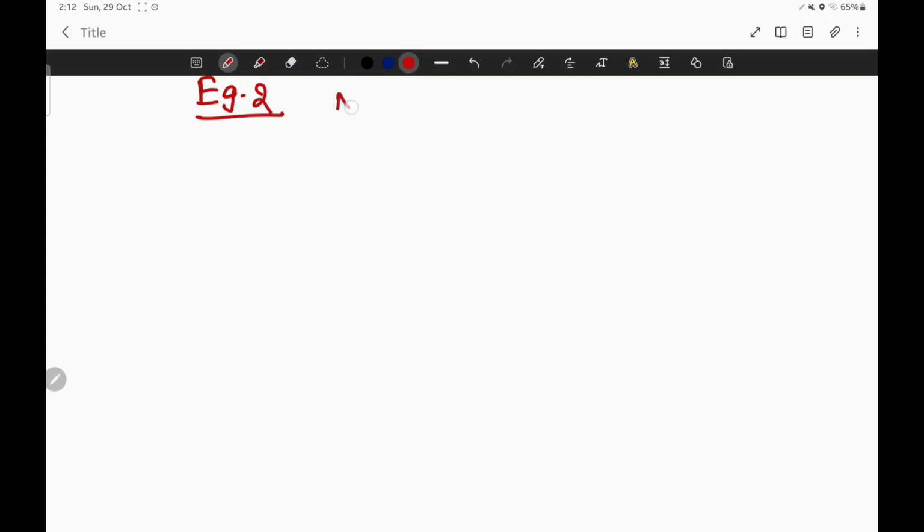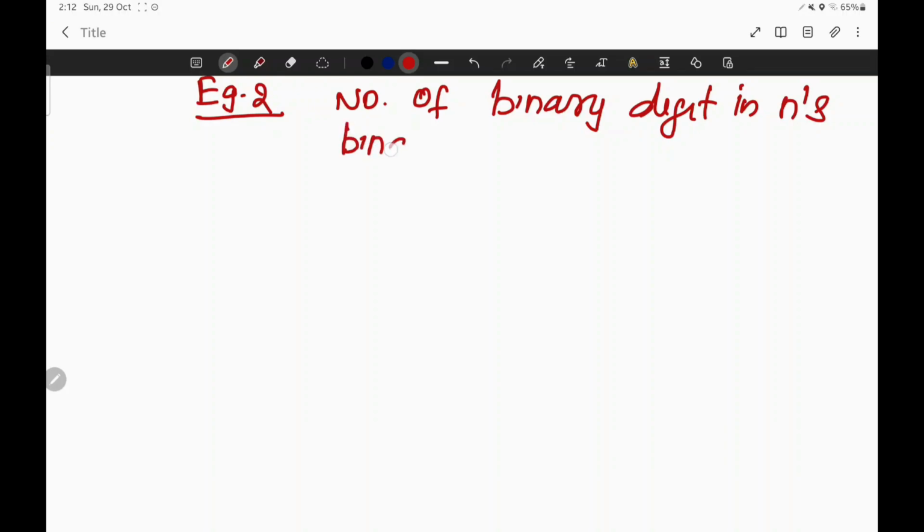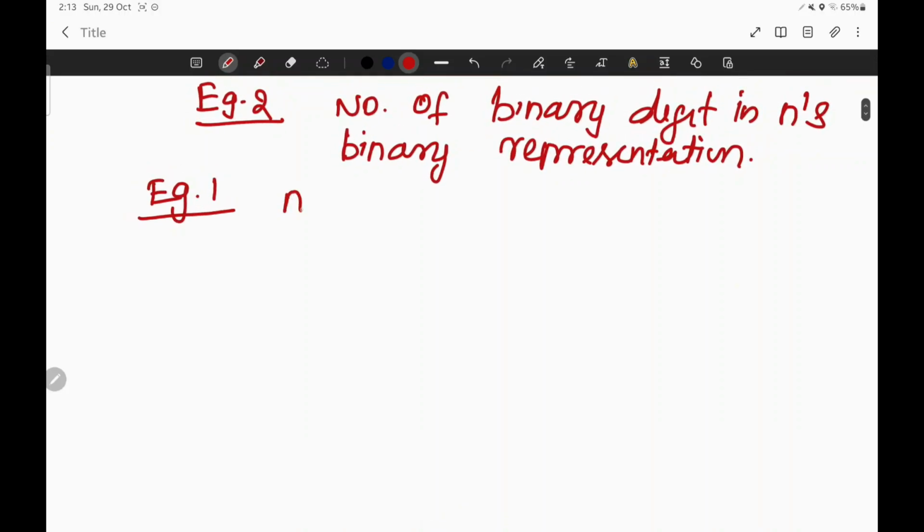Example 2, we are going to see the number of binary digits in n's binary representation. It means nothing but we are going to count the total number of digits in a decimal to binary conversion. So how many total digits are there after the conversion of decimal to binary? So here we can see one example by conversion. We shall take n is equal to 3. We want to convert this n is equal to 3 decimal value into binary.